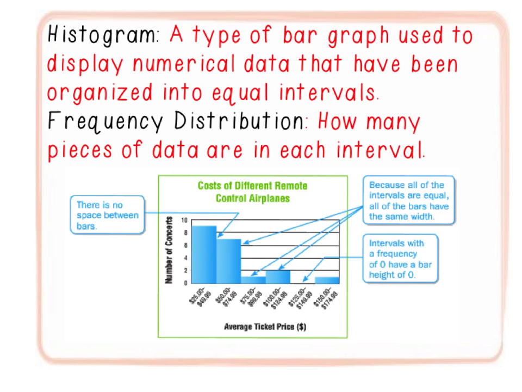Histogram is a type of bar graph used to display numerical data that have been organized into equal intervals. And then the frequency distribution is how many pieces of data are in each interval. So down here you can see the intervals, and then however much data is in each interval. So see, this one is at 8, this one is at 7, 1, 2, and 1. That's the frequency distribution. So you know how much is in between each kind of spread or each interval.